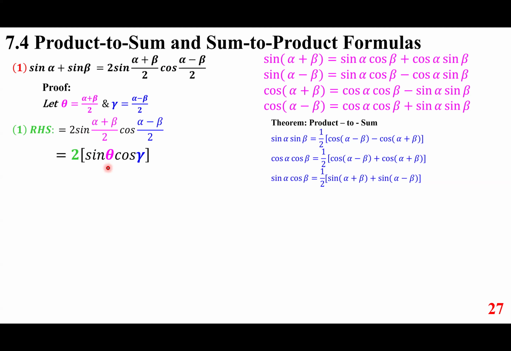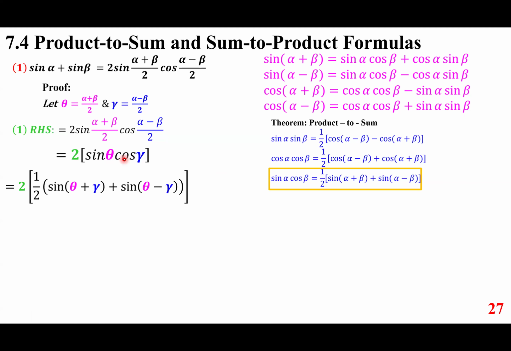So what is sine theta cosine gamma? What is sine alpha cosine beta? Is this one, right? We're going to use this one. So we have 2, we keep it, and this following that becomes 1/2 sine of alpha plus beta, which becomes theta plus gamma. Sine of alpha minus beta becomes sine of theta minus gamma. And clearly 2 and 1/2 cancel each other.